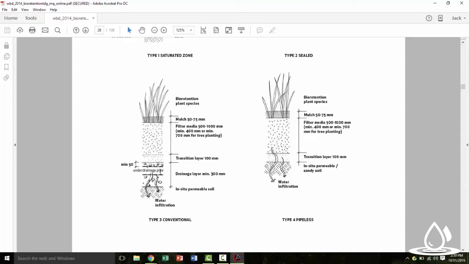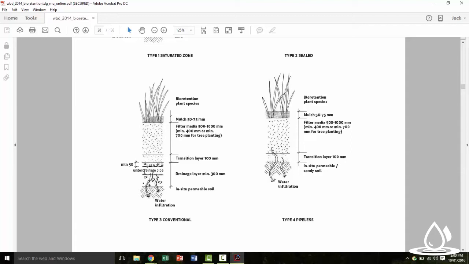And the other distinguishing factor in this system here is the fact that the base of the system does not have an impermeable liner. It could have a permeable liner to distinguish the base of the system from the in situ soils, which you see there, but it doesn't have an impermeable liner. That means that water, as you can see here, can drain out the base of the system as well as out the under drainage pipes.